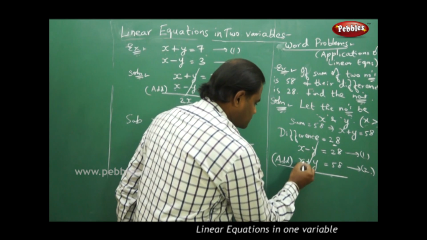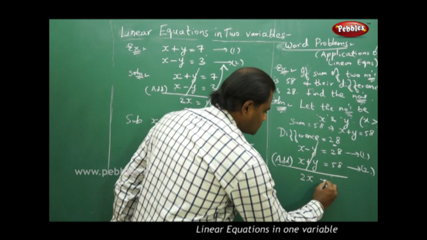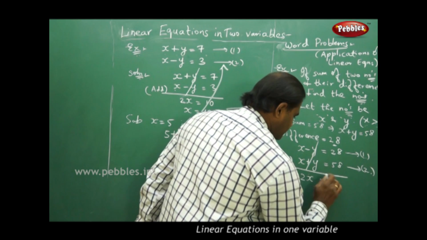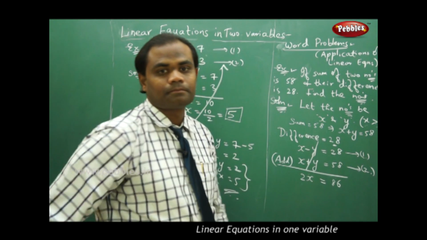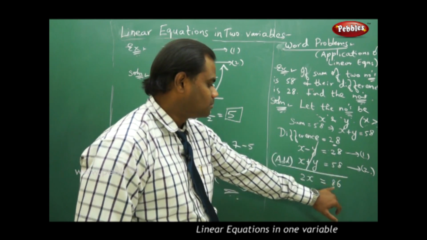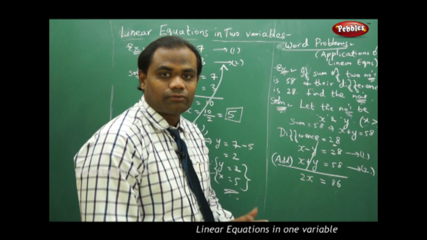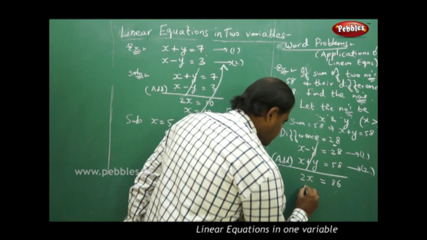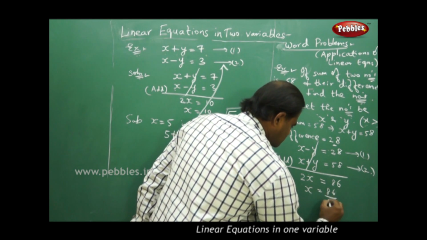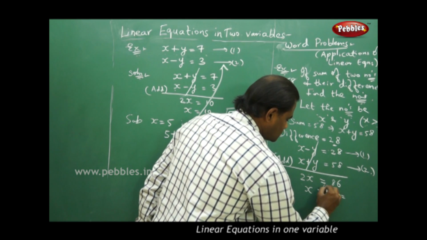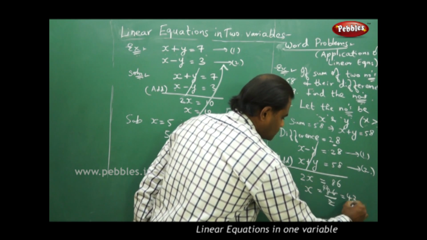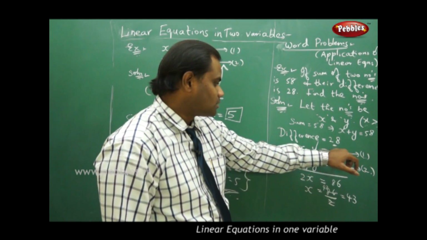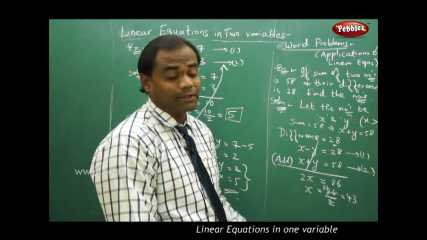So then x plus x would be 2x, and the addition of 28 plus 58 would be 86. Therefore, I want to find x, so I take x on the left and all the remaining terms on the right, so that I get x to be 86 by 2, which comes to be 43. Now when I get the value of x equal to 43, I substitute either in equation 1 or 2 to get the value of y.